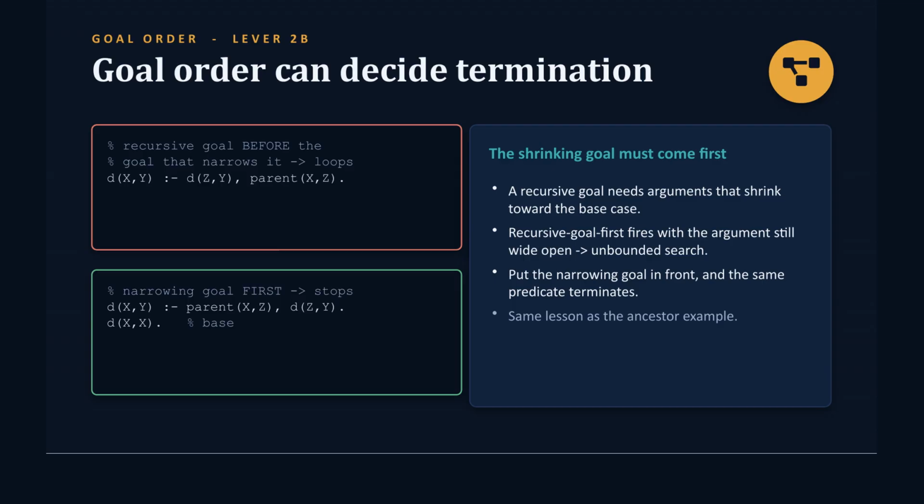The lesson generalizes the ancestor example. A recursive goal should come after a goal that makes the problem smaller.